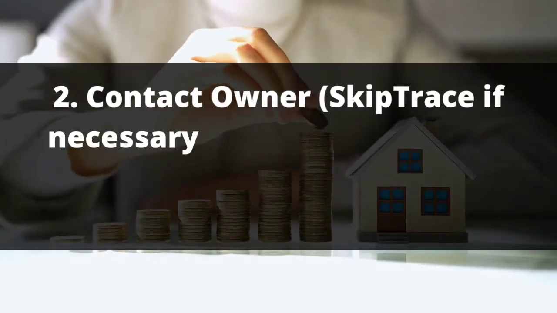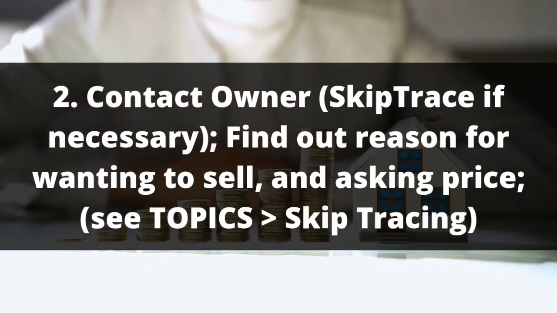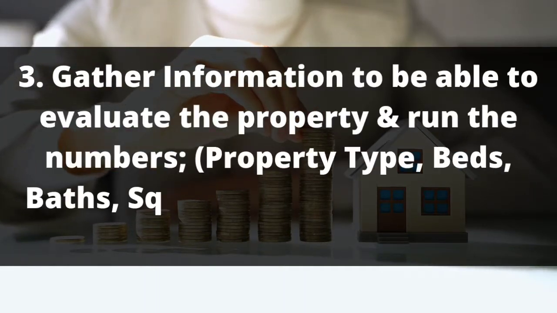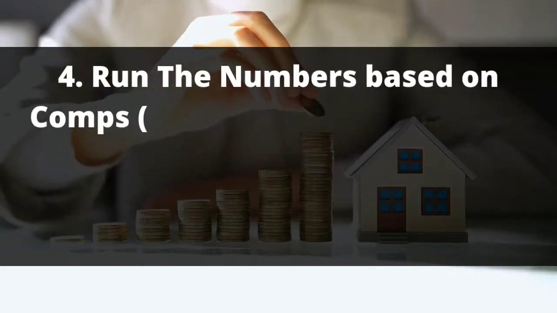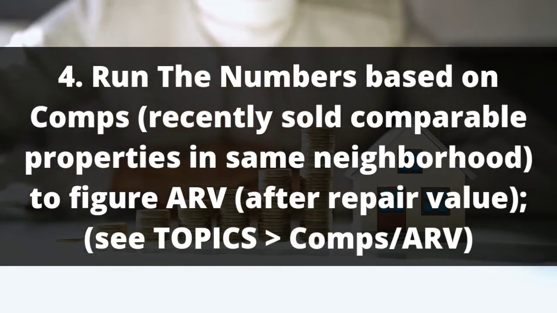2. Contact owner, skip trace if necessary, find out reason for wanting to sell, and asking price. See topics > skip tracing. 3. Gather information to be able to evaluate the property and run the numbers: property type, beds, baths, square footage, year built, lot size, condition, photos or video. 4. Run the numbers based on comps, recently sold comparable properties in the same neighborhood, to figure ARV, after repair value. See topics > comps ARV.